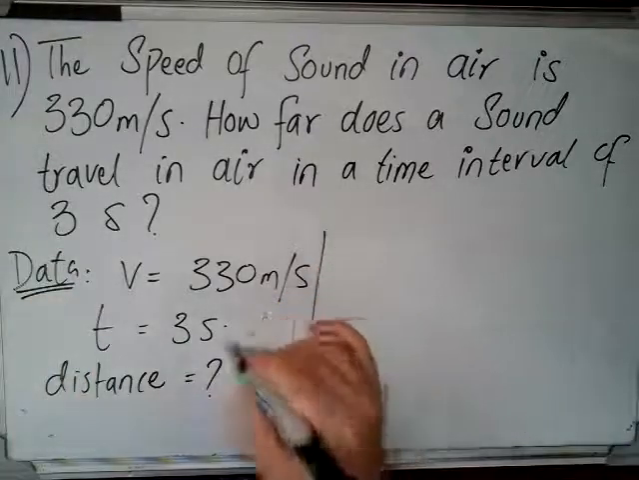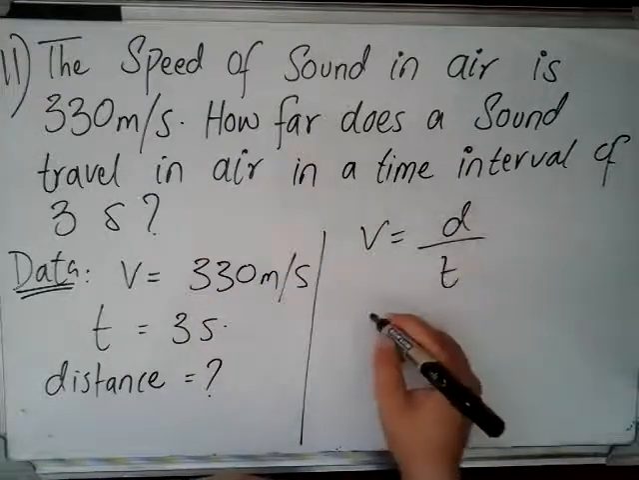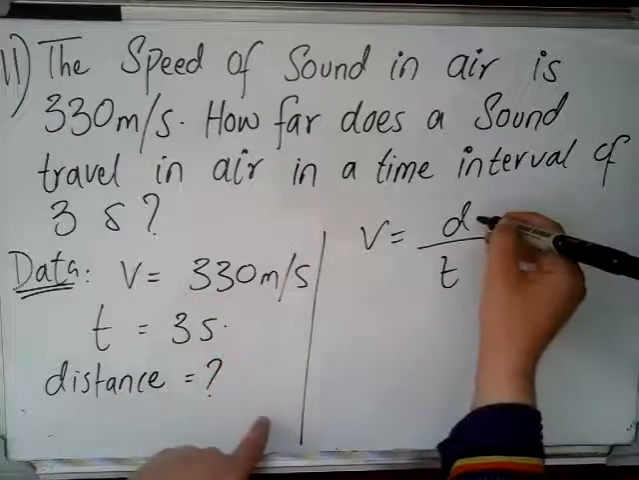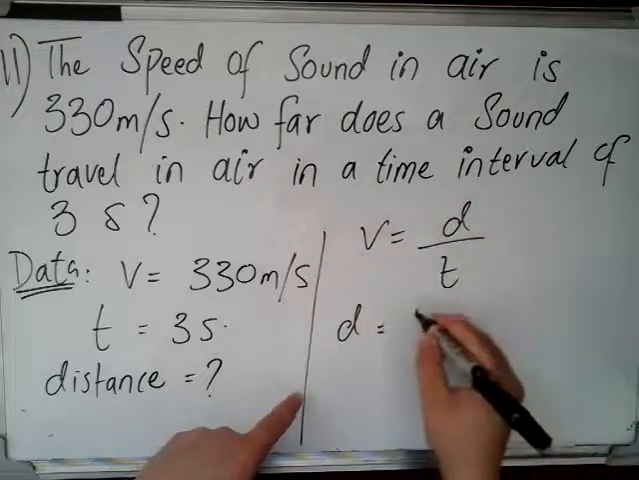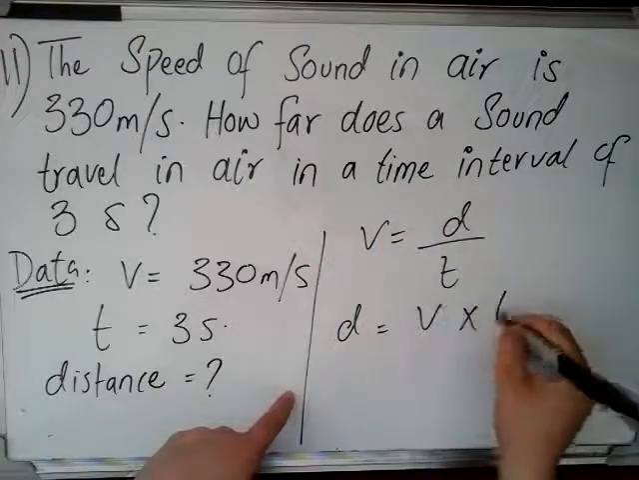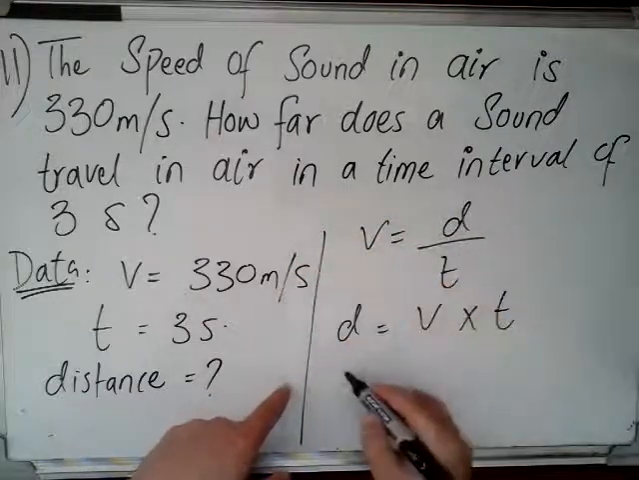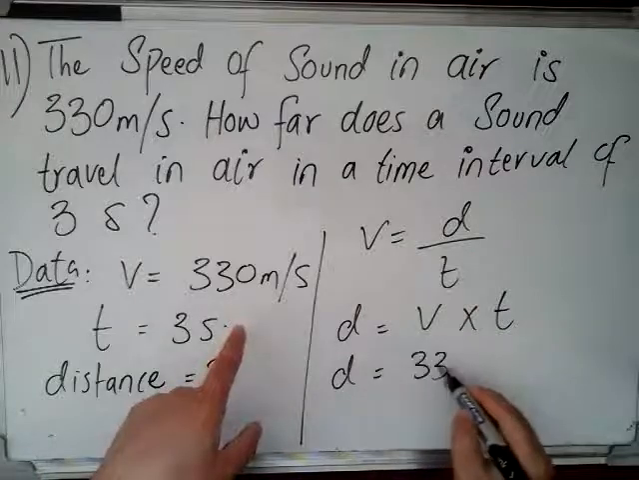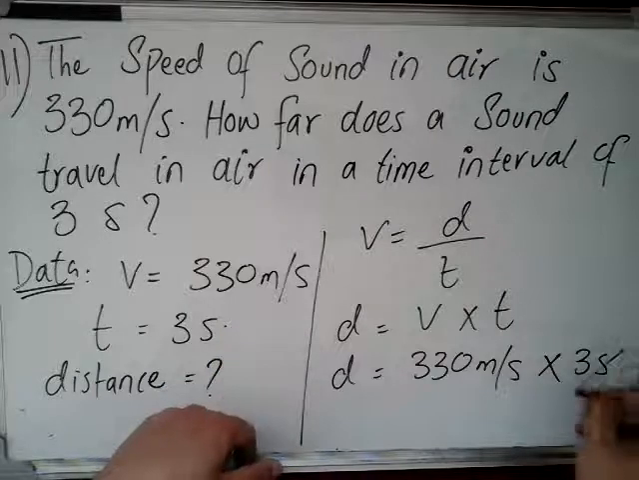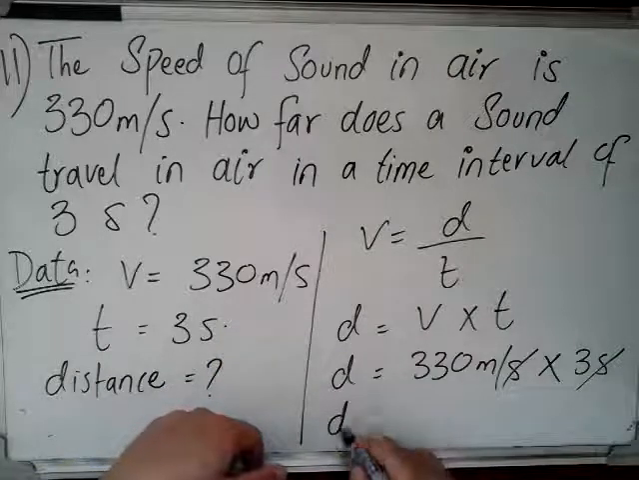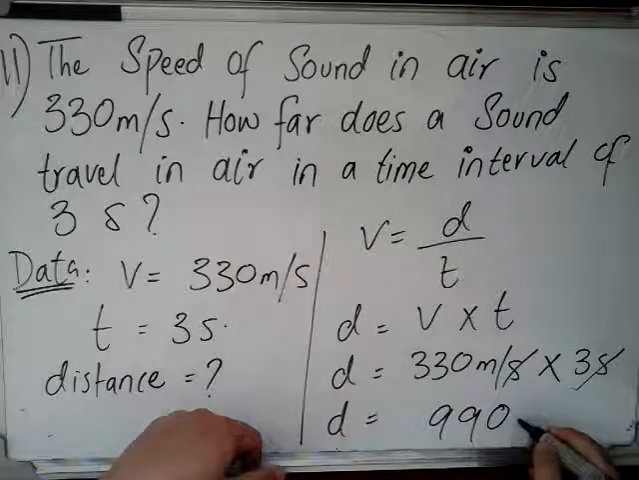we will simply use this relation, that we know that speed is equal to distance over time. So here the speed is given, time is given, we need to find the distance. We will find the distance from this equation, that distance is equal to speed into time, because we will transfer the value of time to that side. So distance is equal to 330 meter per second multiplied by 3 seconds. Seconds will cancel each other, so the distance would become 990 meter.